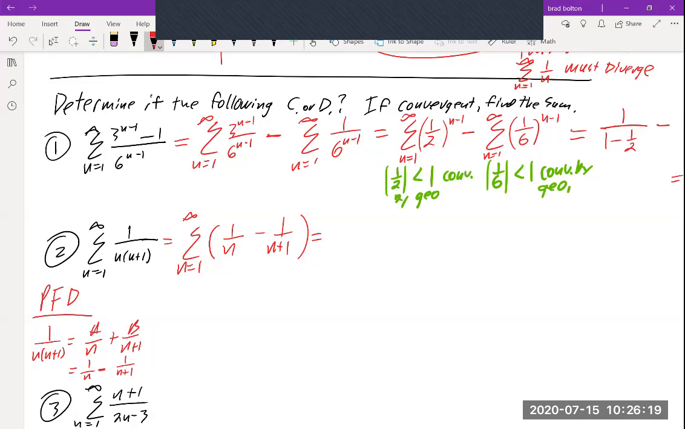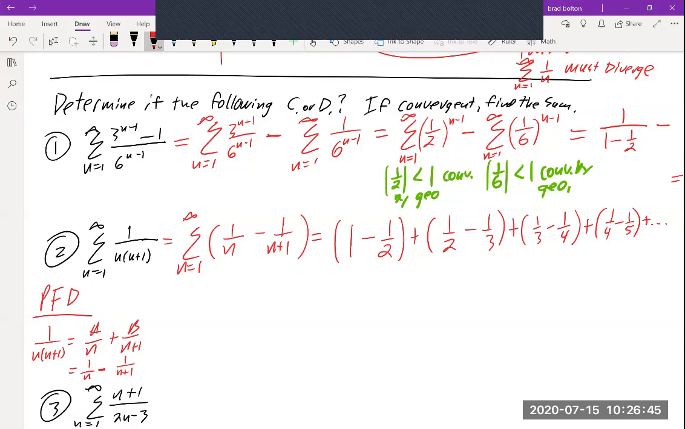So what we do instead is we use the telescoping, okay? We're going to write out some terms. Plug in 1. This would be 1 minus 1/2, plus 1/2 minus 1/3, plus 1/3 minus 1/4, plus 1/4 minus 1/5, and so on and so on. I stopped at n equals 1, n equals 2, n equals 3, n equals 4. So let's see what cancels. This 1/2 cancels with this 1/2, this 1/3 cancels with this 1/3, and this 1/4 and this 1/4 cancel.